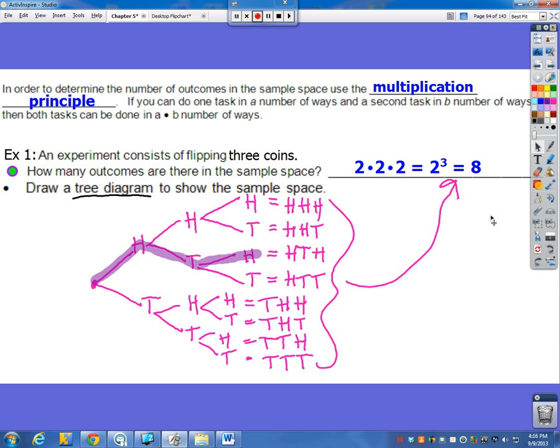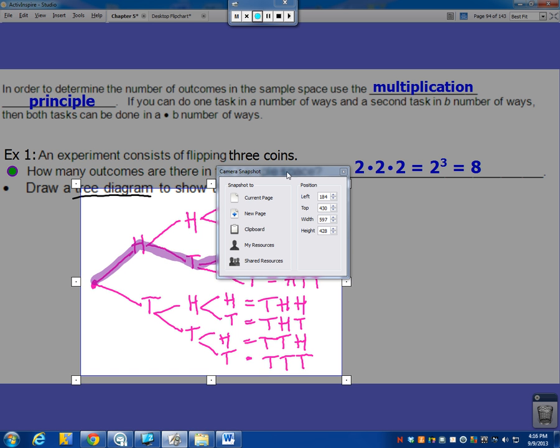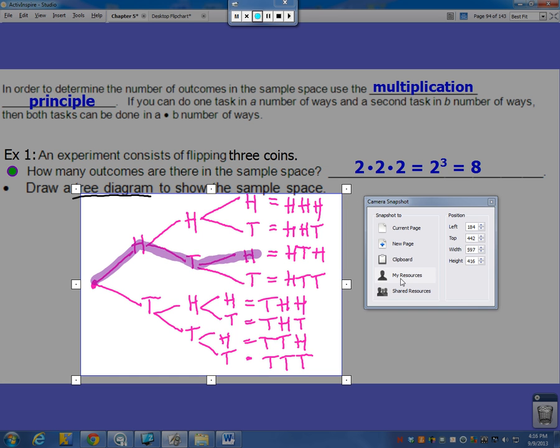Okay, so now I'm going to take this with me because we're going to use this to calculate some probabilities in the next part. So let me just grab this.